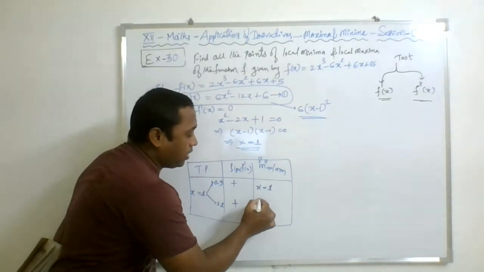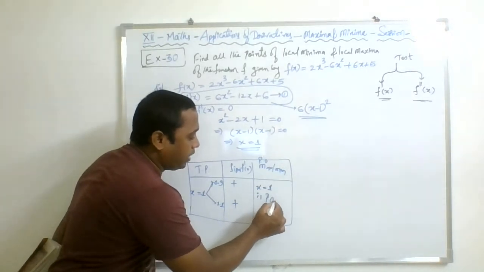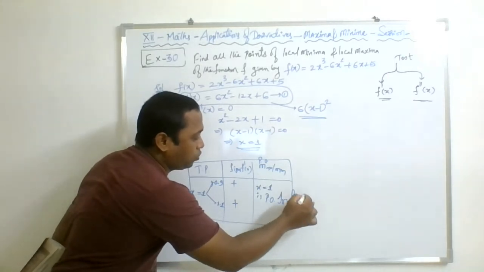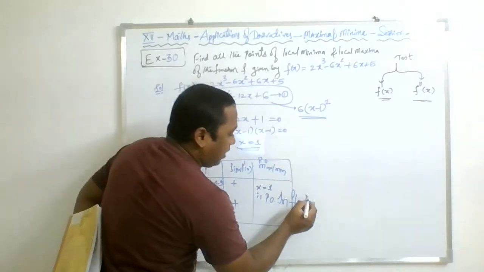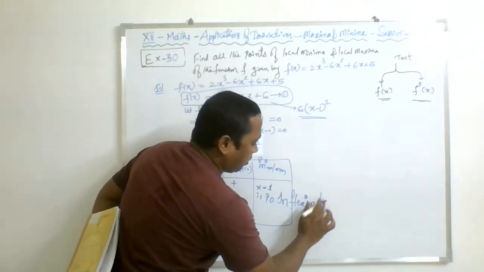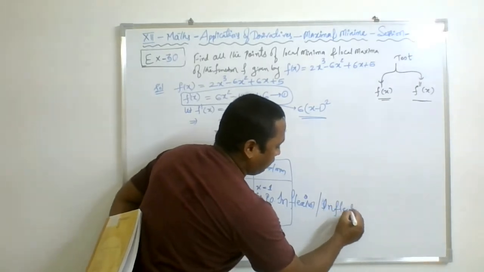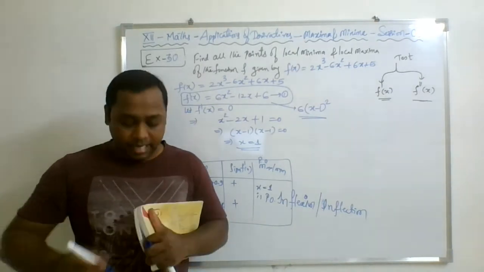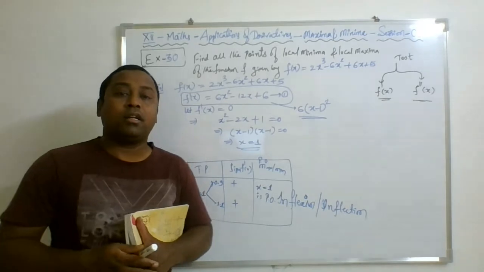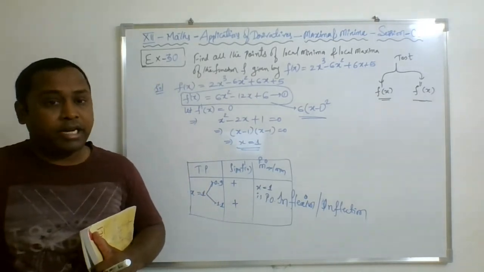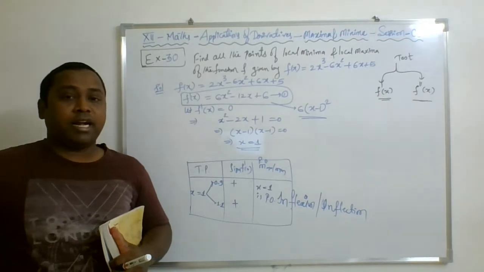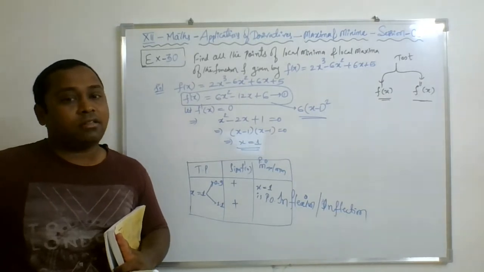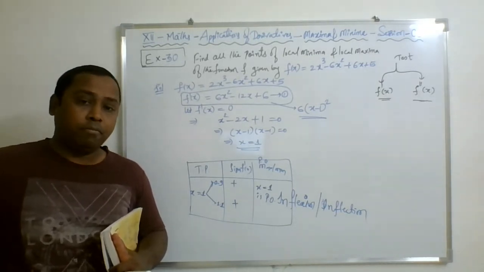Hence, x is equal to 1 is called a point of inflection. There are two spellings, inflexion or inflection; both ways will work. Point of inflection means it is neither a point of maxima nor a point of minima. Though the function is continuous and differentiable at this point, the point neither attains the maximum value nor the minimum value.